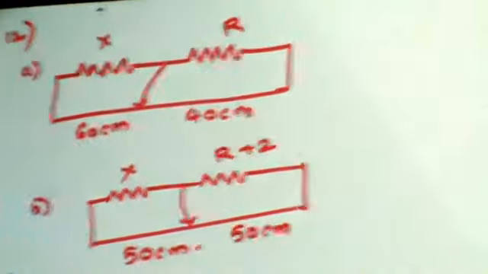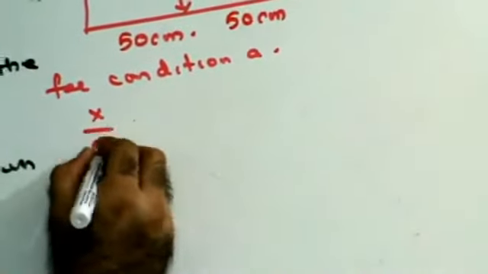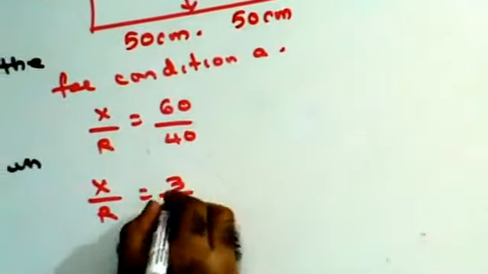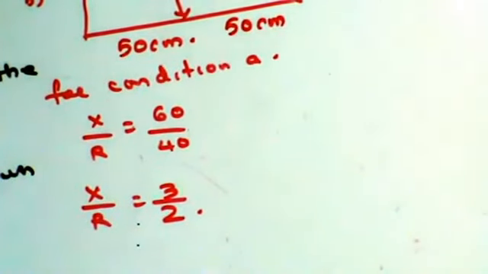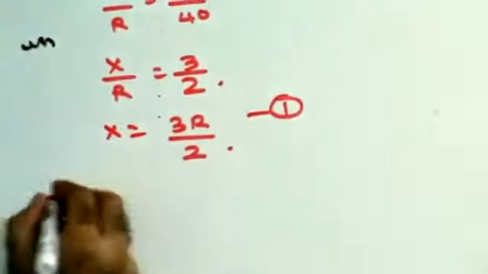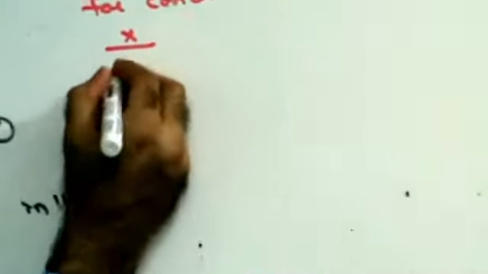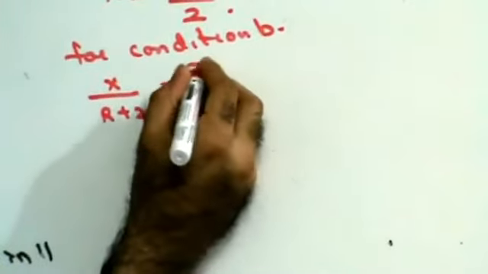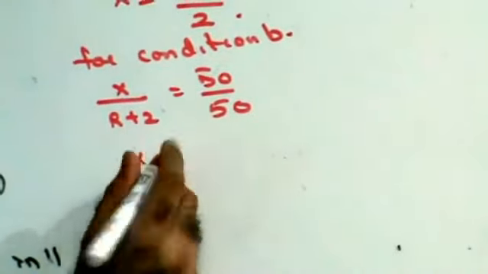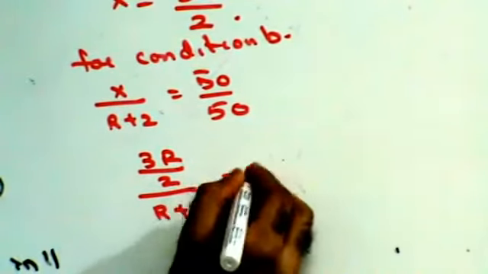Now, for condition A, I can say x upon R is 60 upon 40, x upon R is 3 upon 2. What are they asked to find out? Find x and R, so it doesn't make a difference. So x will be nothing but 3R by 2, call this as equation 1. For condition B, I can say x upon R plus 2 is 50 upon 50. So instead of x, I can write 3R upon 2 upon R plus 2 is 1.